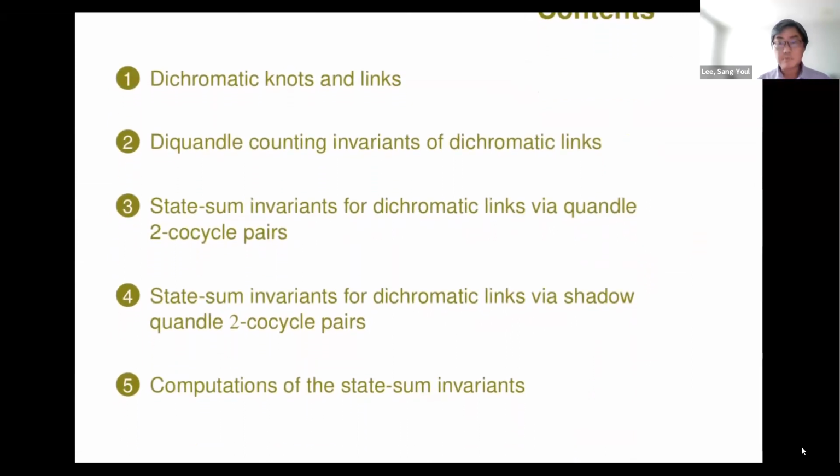These are the outline of today's talk. First, I'd like to review some basic notions about the dichromatic knots and links and diquandle counting invariant of dichromatic links. And then I'd like to give a construction of state sum invariants for dichromatic links by using quandle cocycle pairs. And then I want to introduce state sum invariants for dichromatic links via shadow quandle cocycle pairs.